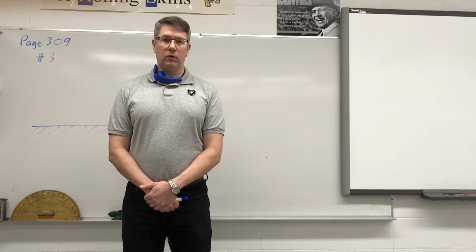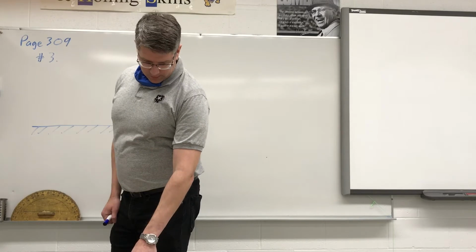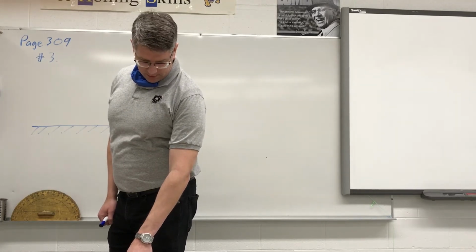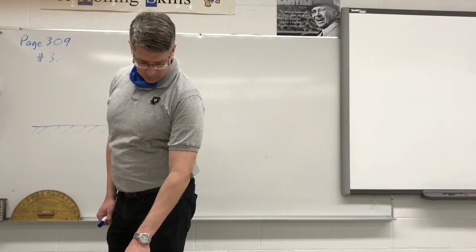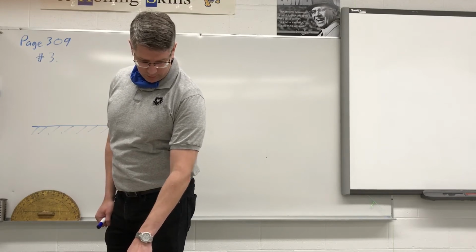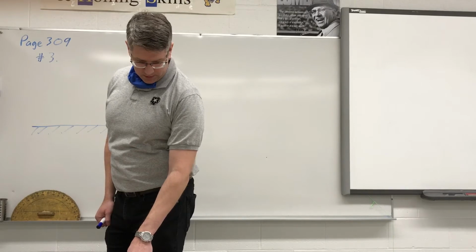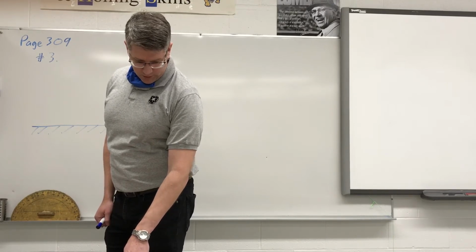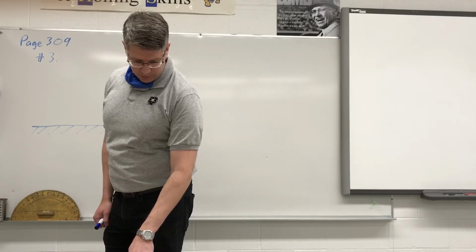Page 309, question number 3. As a roller coaster trolley with a mass of 600 kilograms coasts down the first hill, it drops a vertical distance of 45 meters from an initial height of 51 meters above the ground. If at the bottom of the hill its speed is 30 meters per second, what is the trolley's mechanical energy relative to the top of the hill?